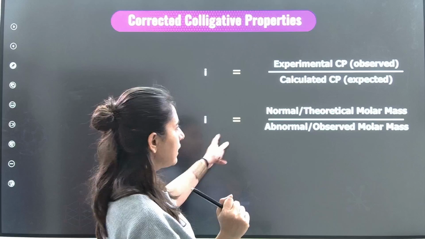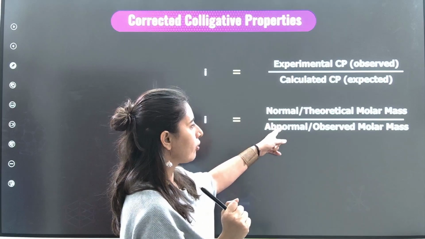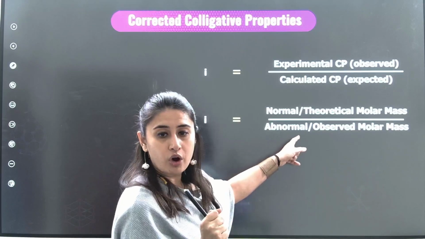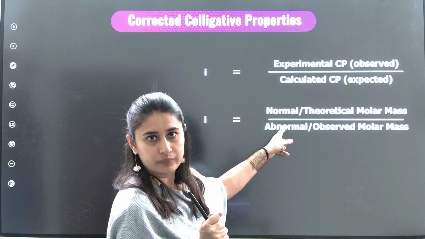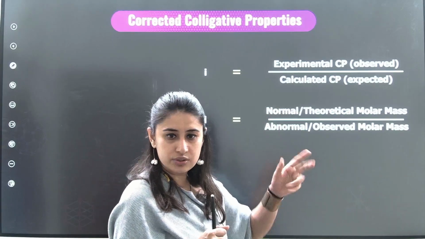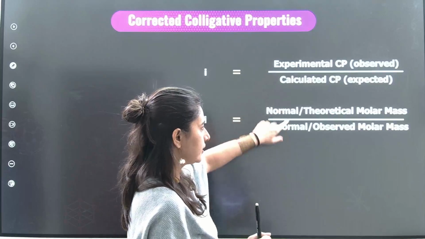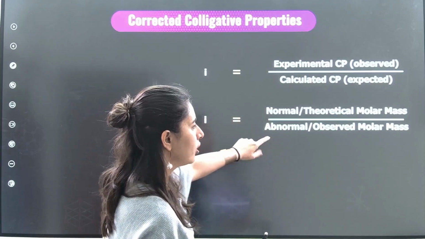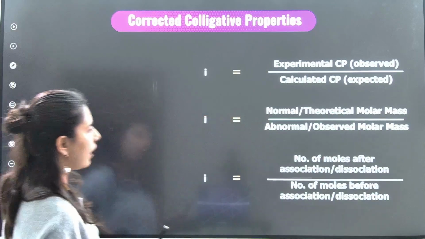The second one is the normal molecular mass or molar mass divided by abnormal molar mass. Okay, so molar mass which comes via calculation, so just opposite, you can see, divided by the abnormal molar mass. We'll make use of this now in the calculations.